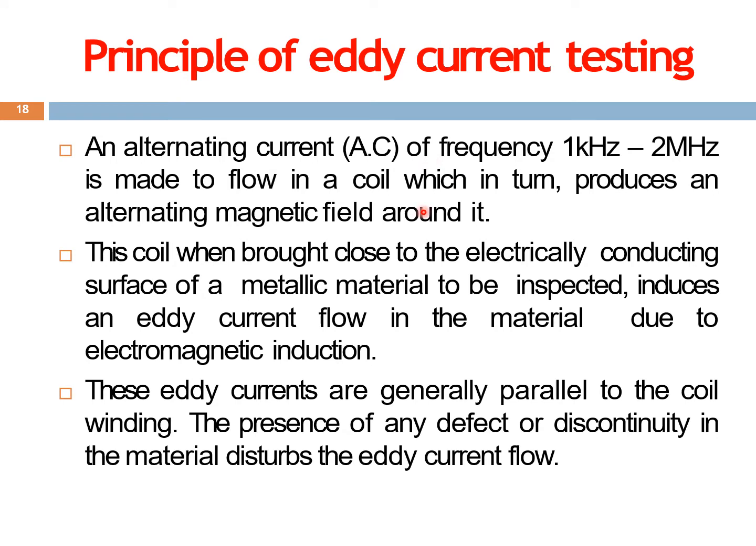As we already discussed, for eddy currents to be formed, we need an alternating current source. So for eddy current testing in practical applications, we are using an AC current of frequency between 1 kilohertz and 2 megahertz. That is the frequency range. And this alternating current is made to flow in a coil. This leads to the formation of an alternating magnetic field with increasing and decreasing strength.